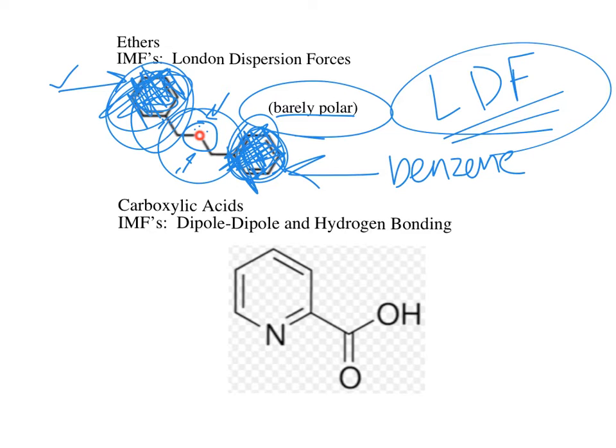All right, next we have here our carboxylic acids. The carboxylic acid group is a C double bond OOH.